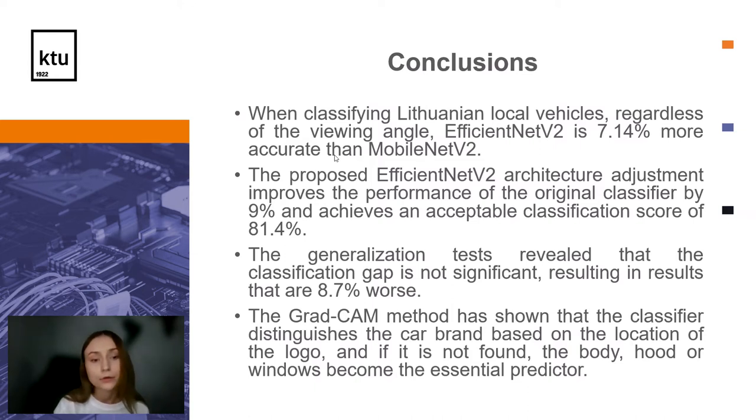And meanwhile, the generalization test revealed that the classification gap is not significant, resulting in results that are 8.7% worse. And the GradCam method has shown that the classifier distinguishes the car brand based on the location of the logo. And if it is not found, then the body, hood, or windows become the essential predictor. So the findings imply that the trained model can be used for urban vehicle monitoring.